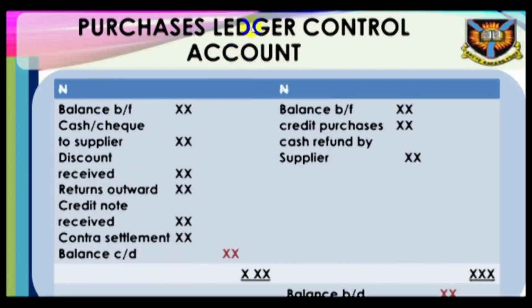For purchase ledger control account, on the debit side we have balance brought forward, cash or check to supplier, discount received, return outward, credit note received, contra settlement, balance carried down. On the credit side we have balance brought forward, credit purchases, cash refund by supplier, and then we have the balance brought down on the credit side.